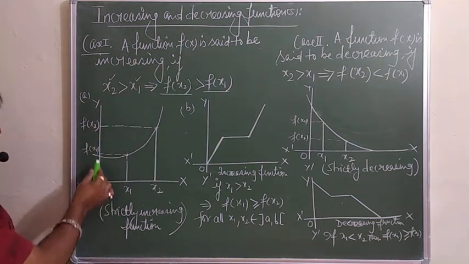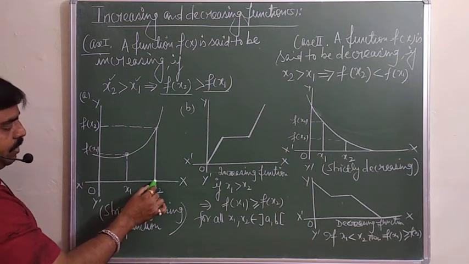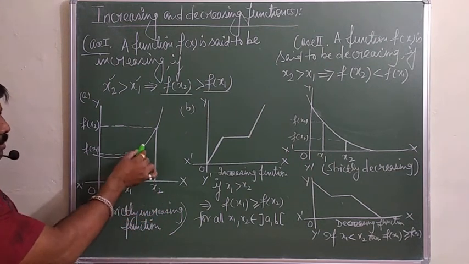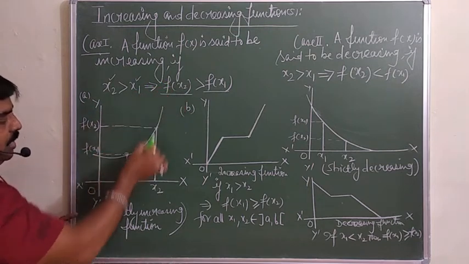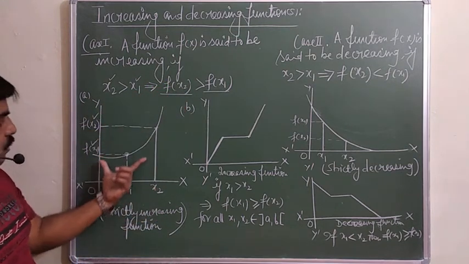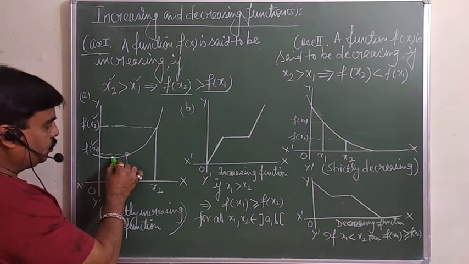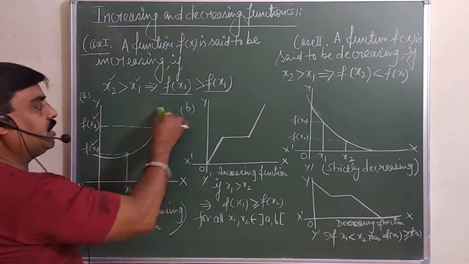Like here, just this is your curve. The values x1 and x2 we are taking here. The value of x2 is greater than x1, which means the value of the function at x2 is also greater than f(x1). So you can say this is a strictly increasing function. Strictly increasing means it is going to keep increasing.